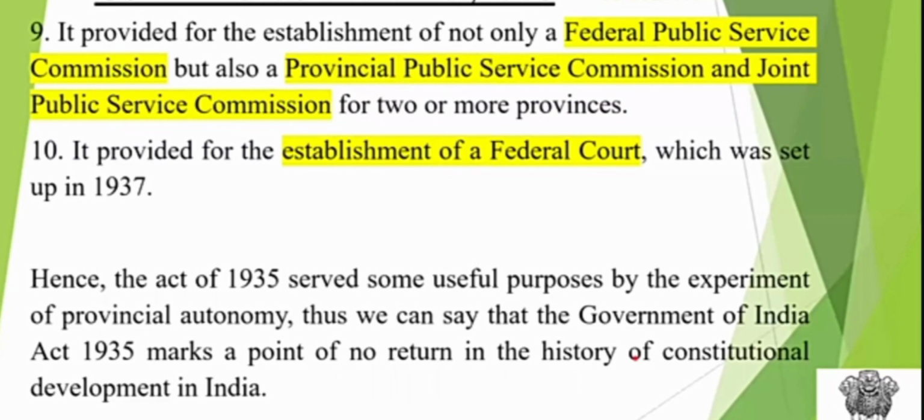Tenth, it provided for the establishment of a federal court, which was set up in 1937. Hence, the Act of 1935 served some useful purposes by the experiment of provincial autonomy. Thus, we can say that the Government of India Act 1935 marks a point of no return in the history of constitutional development in India.